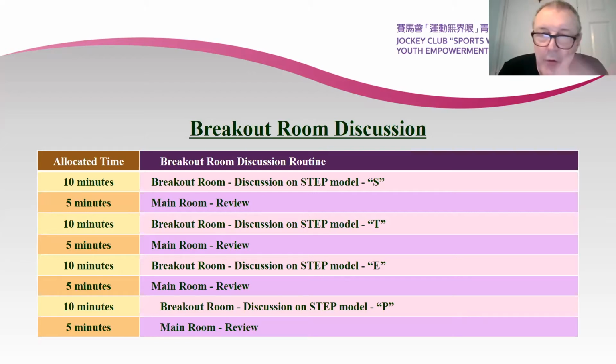We will then, as a whole group, discuss and review what you have come up with, and then move our way through each topic. Basically, we're going to try to go through each of the components of the STEP Adaptation Tool. So about 10 minutes to discuss, 5 minutes for us all to review together, and then we move on to the next part of the discussion. But it's really all about you, what you can learn from each other.